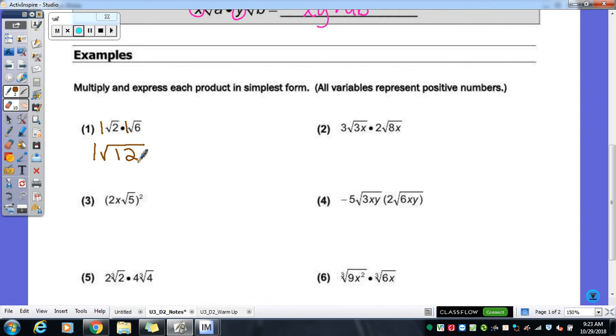For underneath the radical, you'd multiply your 2 times your 6. Now, since the 2 and the 6 are underneath the radical, when you multiply them, that answer is also under the radical, so we get radical 12. So we have to ask ourselves, can we simplify radical 12? The answer would be yes. What is our perfect square that goes into 12? 4 times 3. So the square root of 4 would be 2. So we get 2 radical 3 as our final answer for that one.